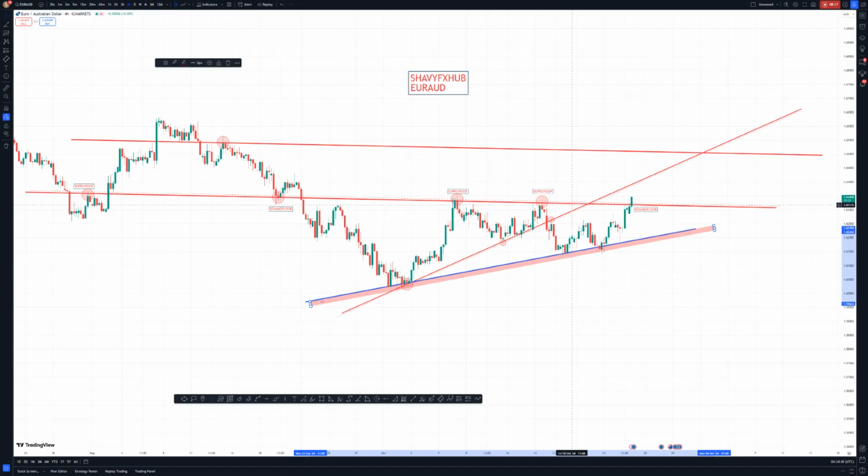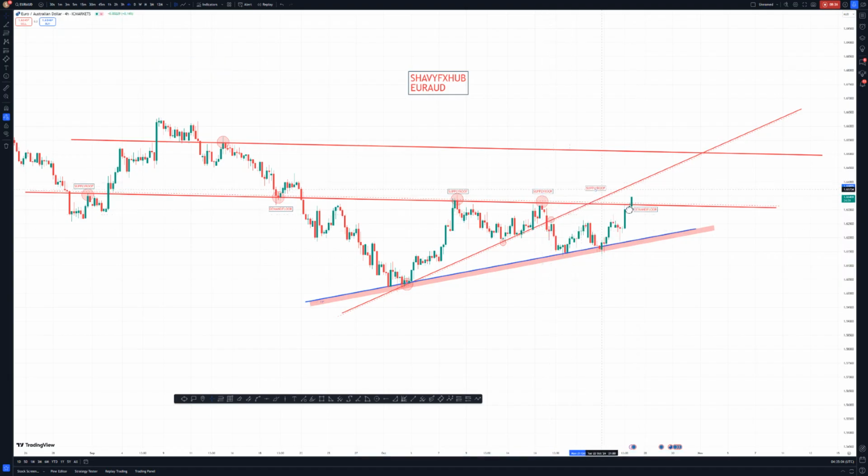Then we are looking for the supply roof. This is a supply roof. If price makes its way into this supply roof, it will be a rejection to test a broken supply roof to use it as a demand floor. You see, the line is playing a dual function.